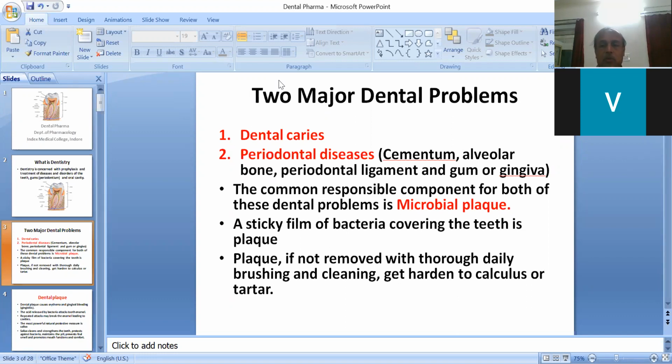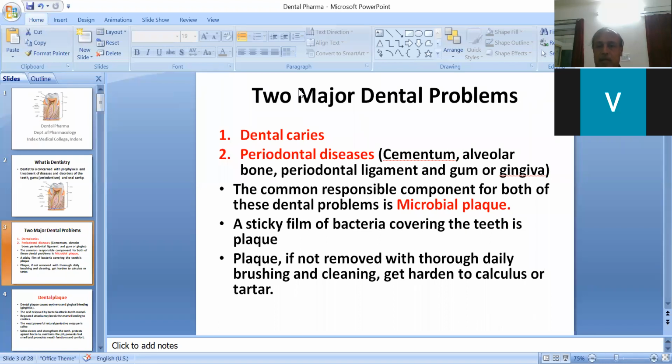The major dental problems are dental caries and periodontal disease. The common responsible component for both of these problems is the microbial plaque. What is plaque? A sticky film of bacteria covering the teeth is plaque. Nothing but a film of bacteria that sticks to the teeth.